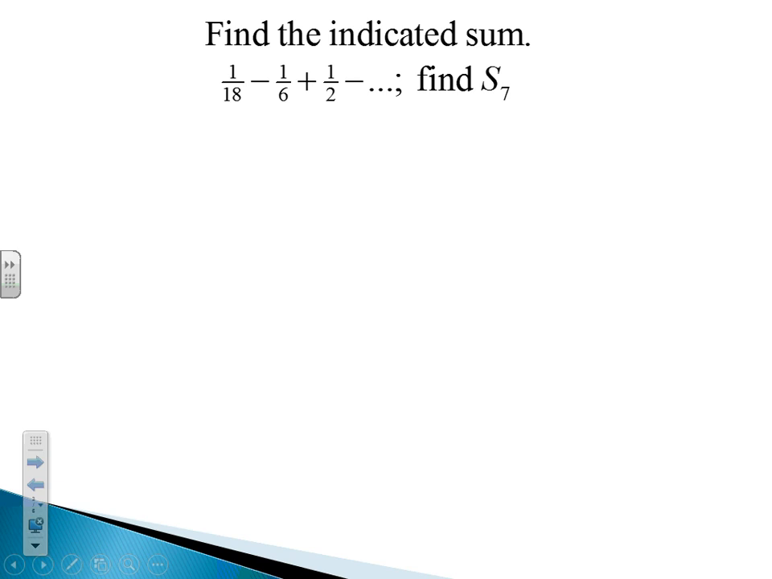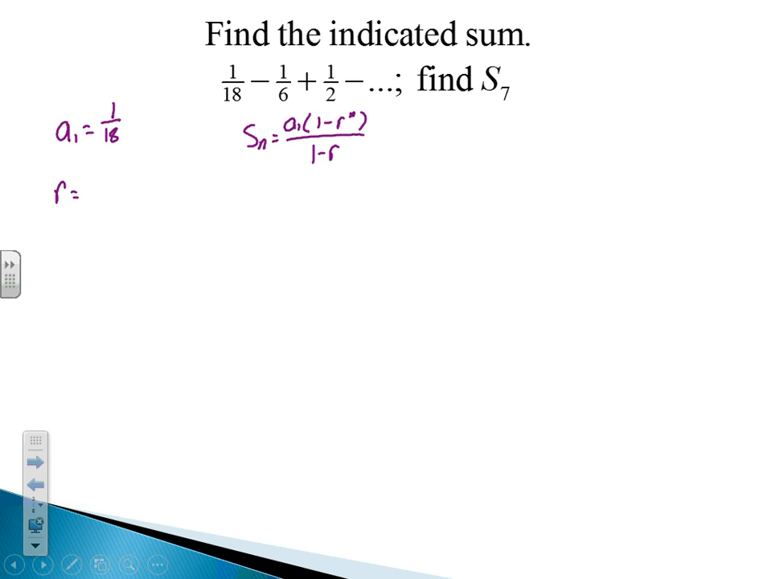So here, my rule says s sub n is equal to a sub 1 times 1 minus r to the n power over 1 minus r. Well, we have to know what is a sub 1 and what is r. They're not giving us those. Well, a sub 1 in this case is pretty easy to identify. It is the first term in the sequence of numbers that they gave us. So 1 over 18 is a sub 1.